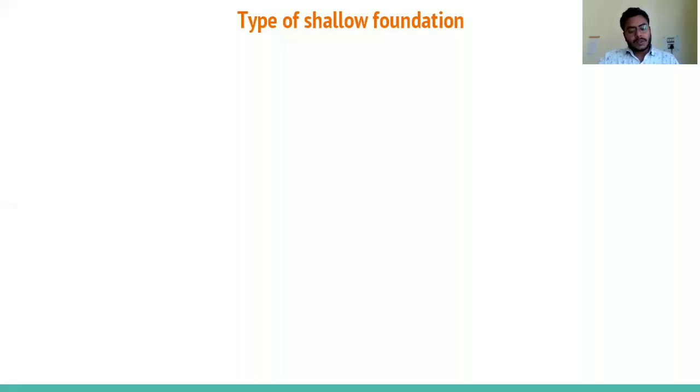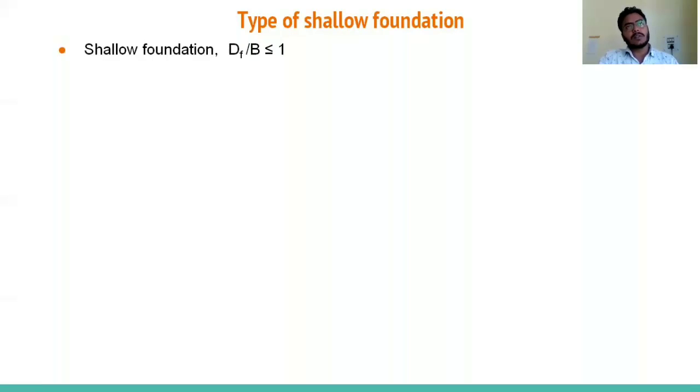Right? So there are two types of foundation I have discussed: shallow foundation and deep foundation. According to Terzaghi, if the ratio of depth of foundation to width of the footing, Df by B, is less than or equal to 1, we can call it a shallow foundation. Shallow foundation means the foundation is at a shallow depth, a lesser depth, right?